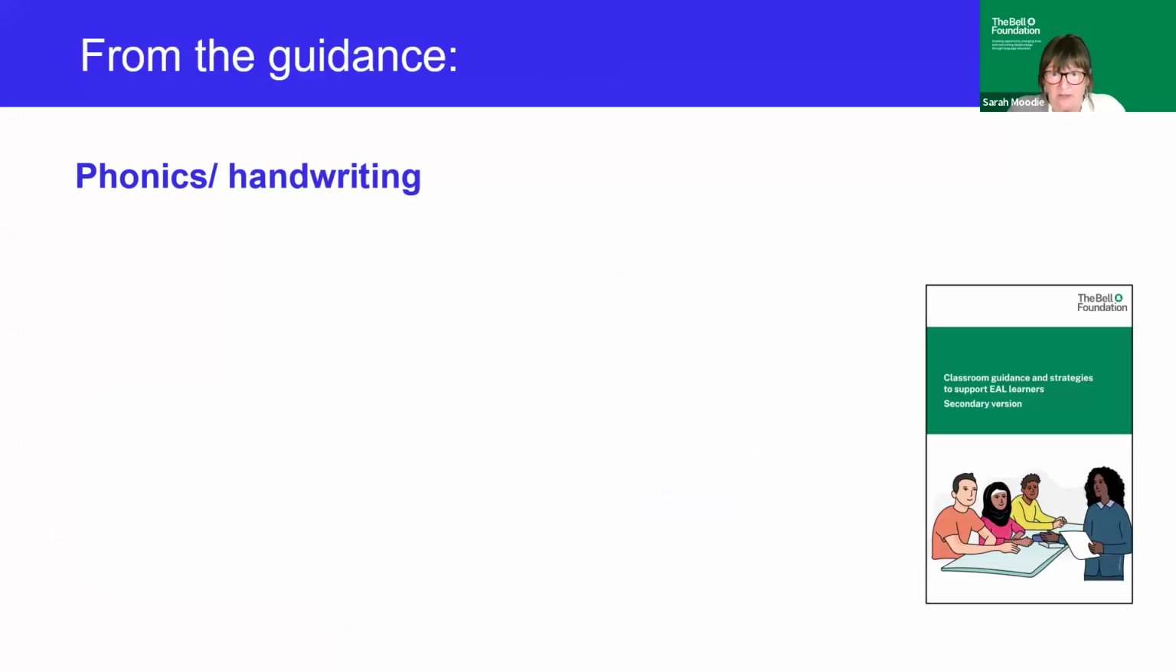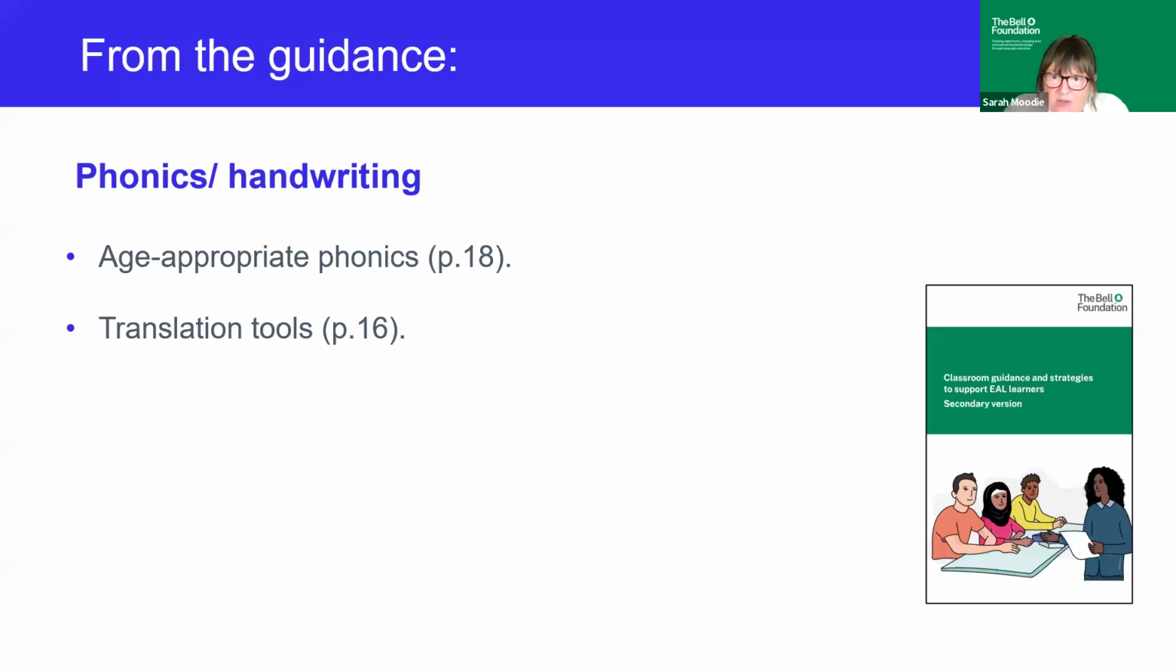So strategies from the guidance which might help here. Most secondary schools will already have their age-appropriate phonics up and running, so it's a case of adapting these slightly to include EAL learners. Using translation tools can help the learners who are literate in their first language spot and recognise how patterns differ between the two languages. And it can be worth sometimes stopping the class and having a conversation to explore this, because this is really interesting stuff, fostering an interest in languages.